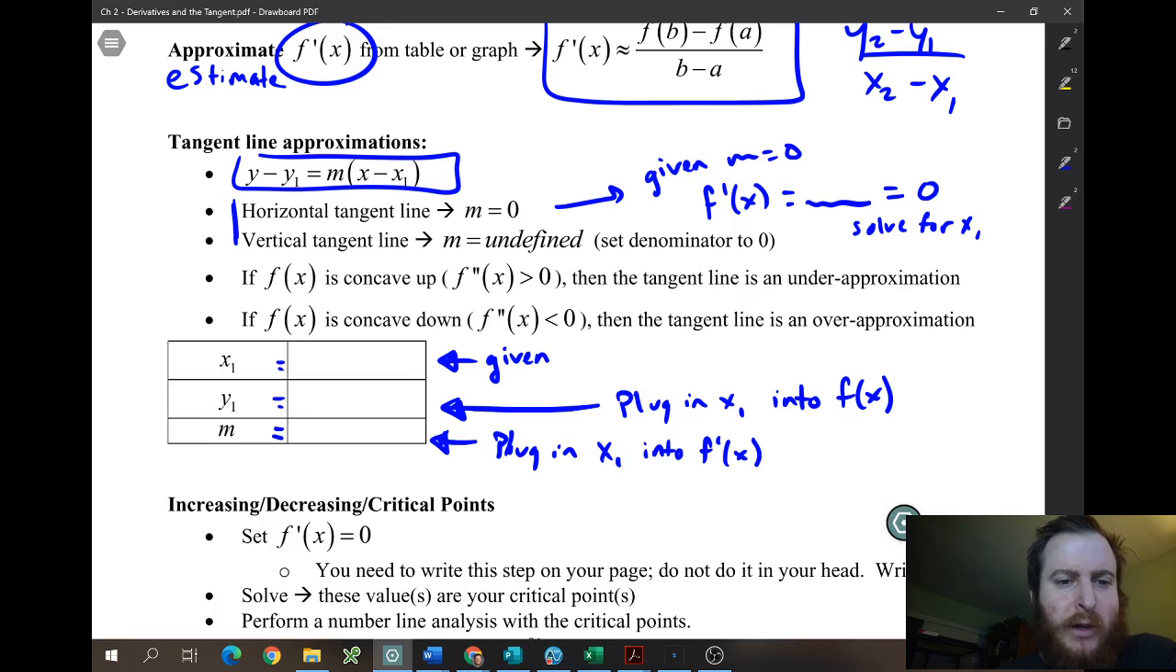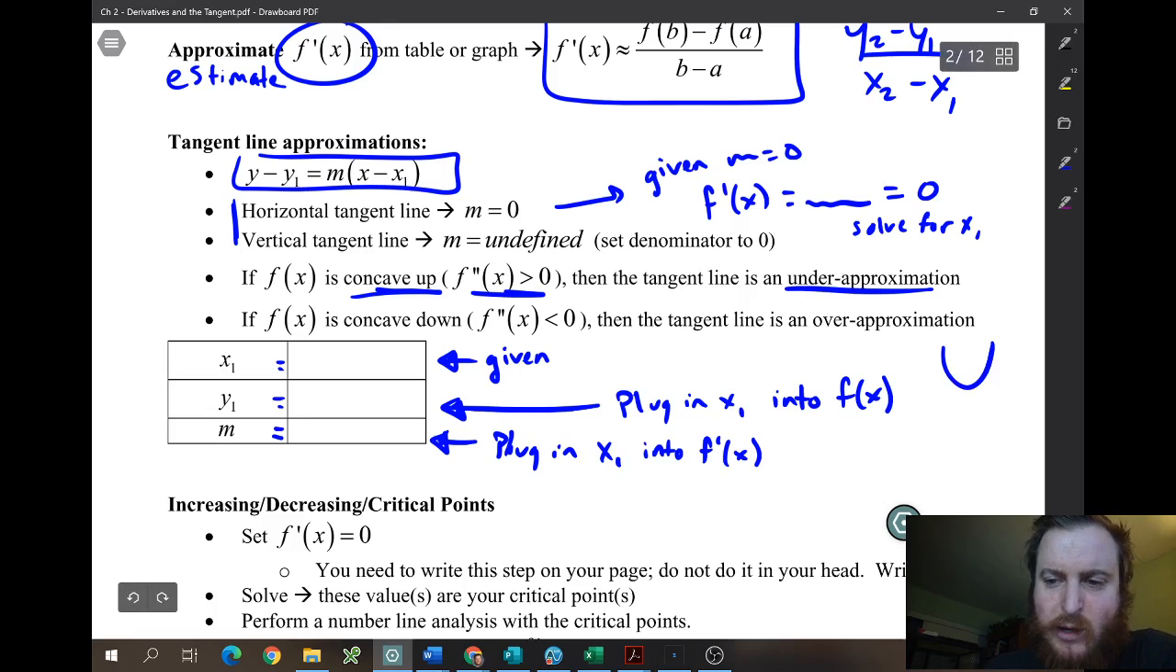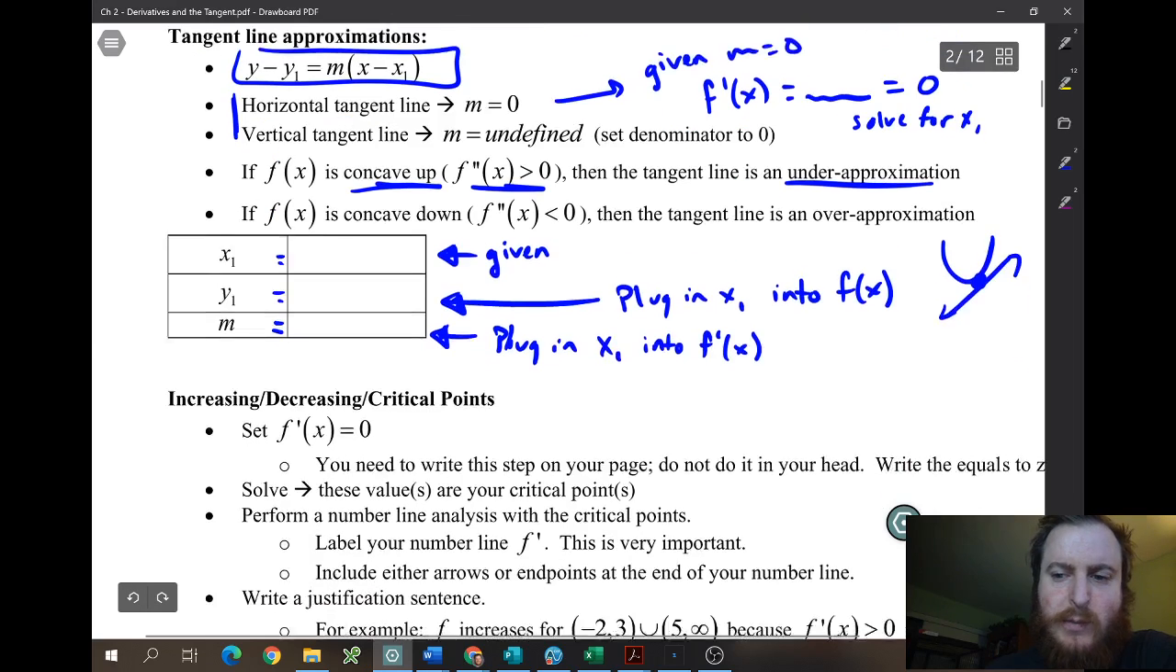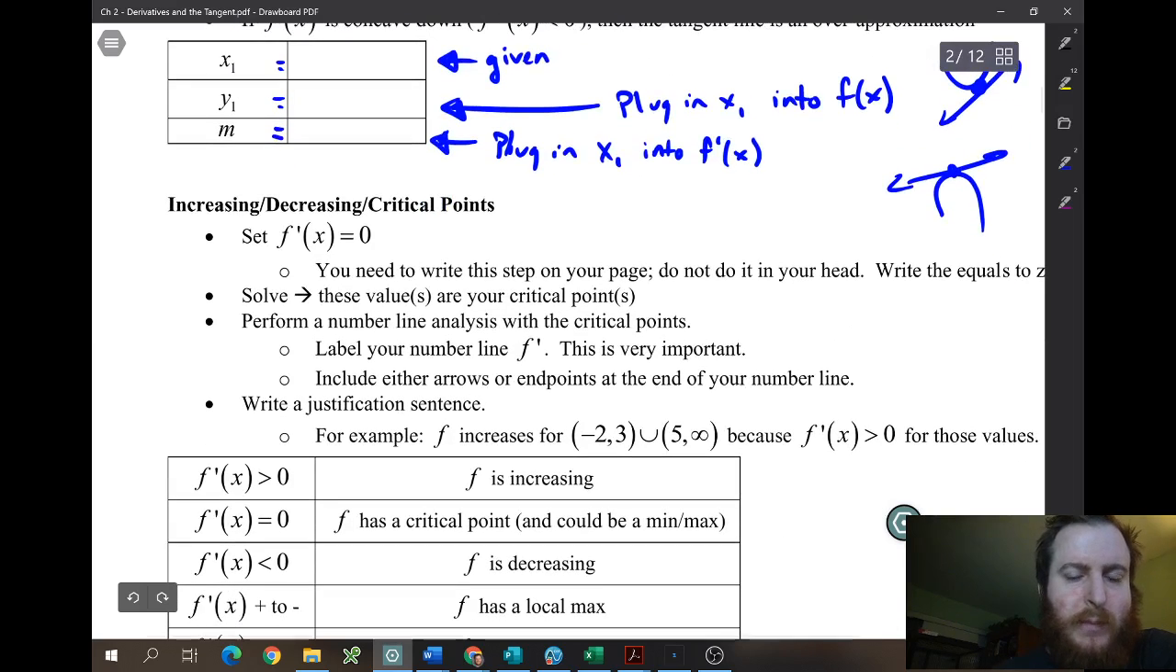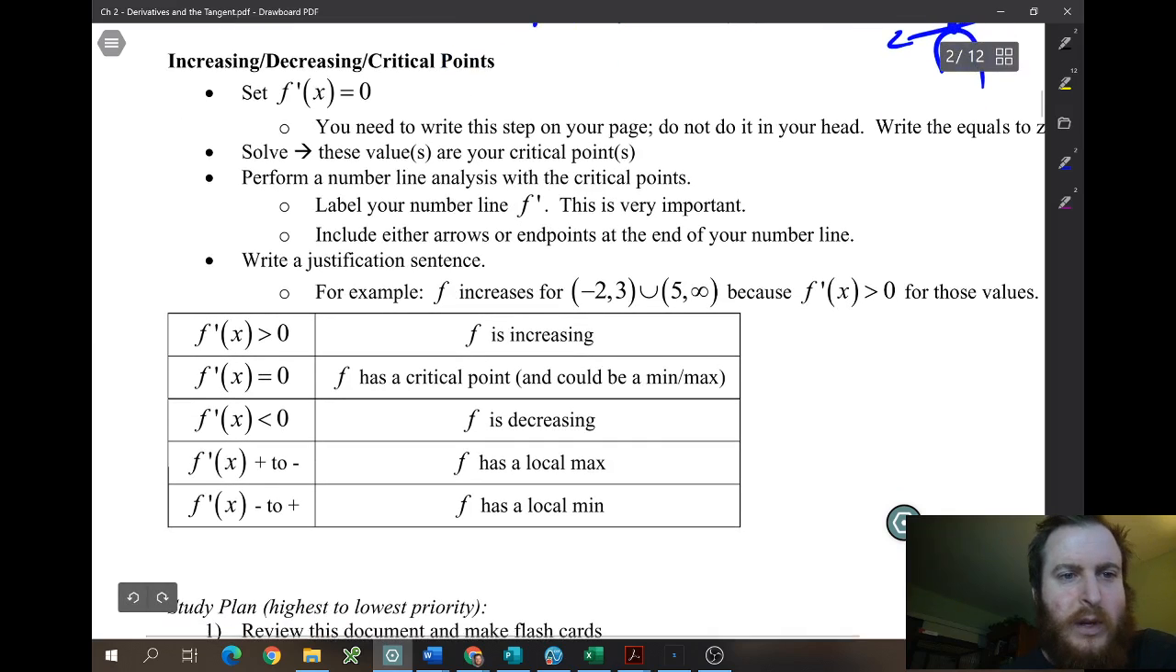Okay, also be familiar with our tangent line approximations. So concave up, or f double prime greater than 0, is an under approximation. And I don't ever really memorize these, I just kind of graph them. Like there's concave up. If I try to draw a tangent, it's below. Here's concave down. If I try to draw a tangent, it's above. So you can memorize it, or you can just memorize that you can graph it like that.